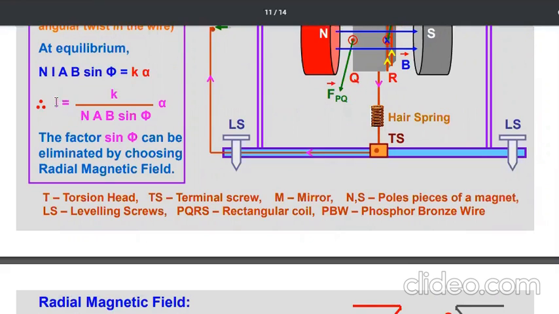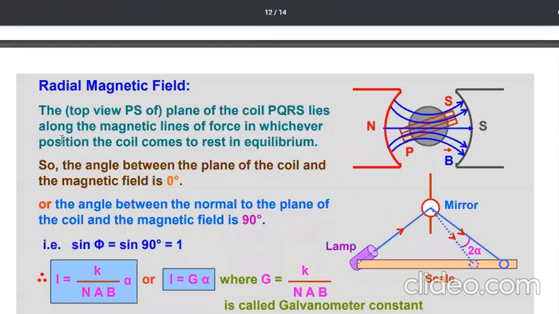And current sensitivity can also be described here. First of all, try to understand here. The angle between the plane of the coil and the magnetic field is 0, because it always comes in equilibrium, or the angle between the normal to the plane of the coil and the magnetic field is always 90 degrees. So sin phi, that is phi equal to 90 degrees, therefore sin 90 equal to 1. So it will be eliminated. That is I equal to K divided by N A B.